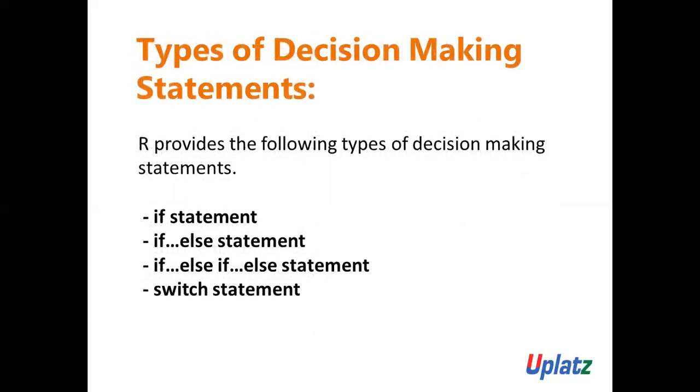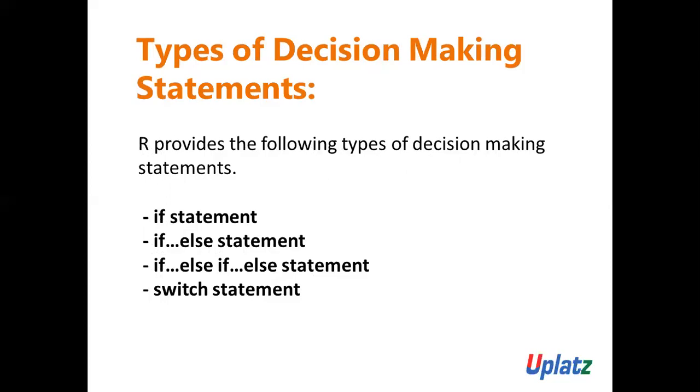Now let's see the types of decision-making statements. Our programming language provides the following types of decision-making statements. The first one is the if statement. The next type is the if-else statement. The third one is the if-else-if statement. And the fourth one is the switch statement.